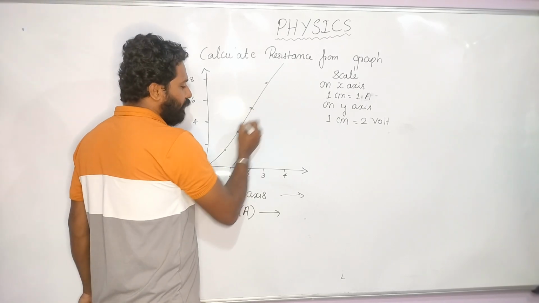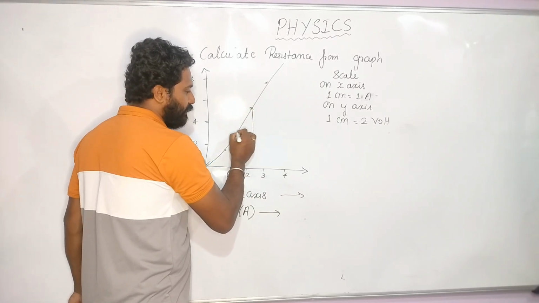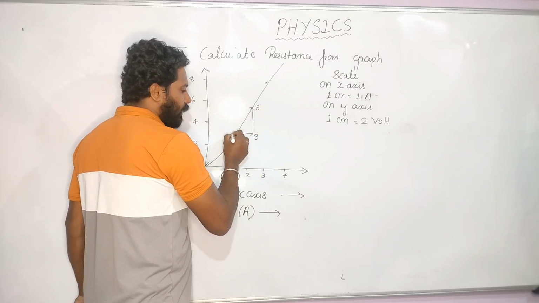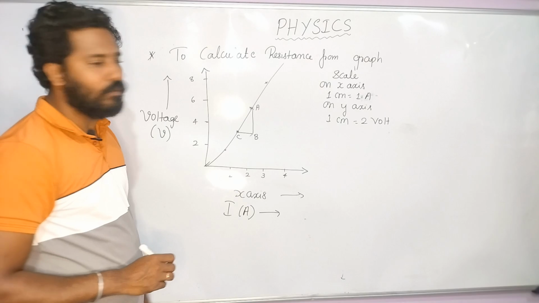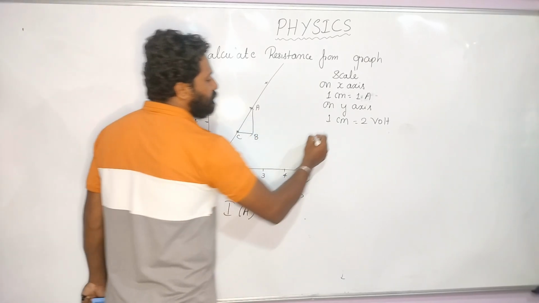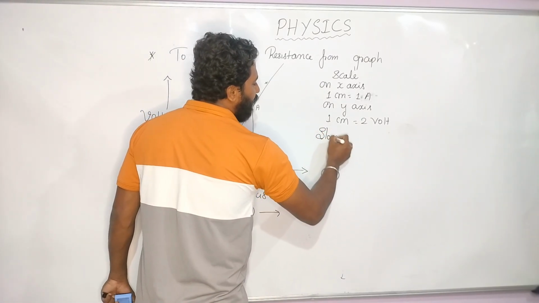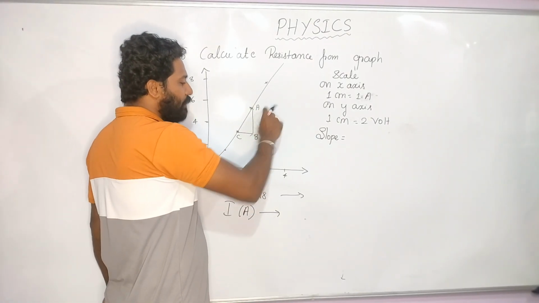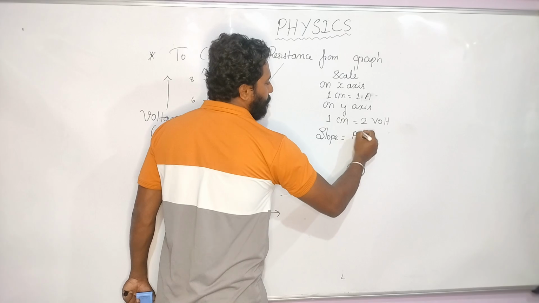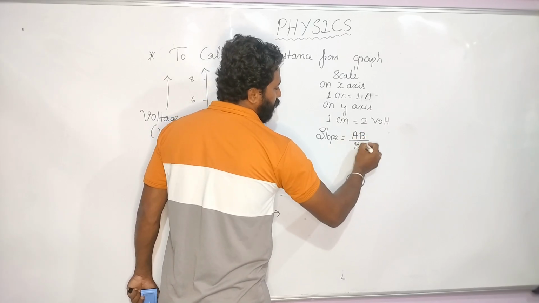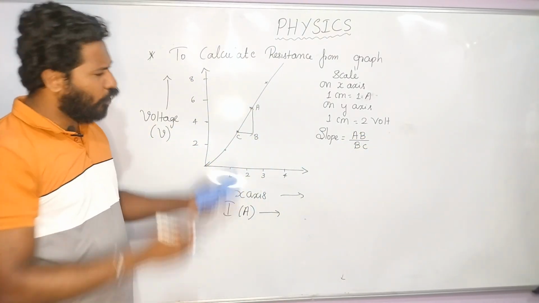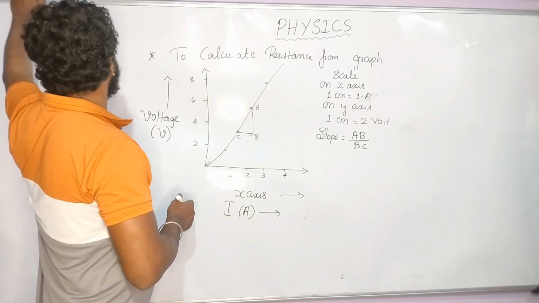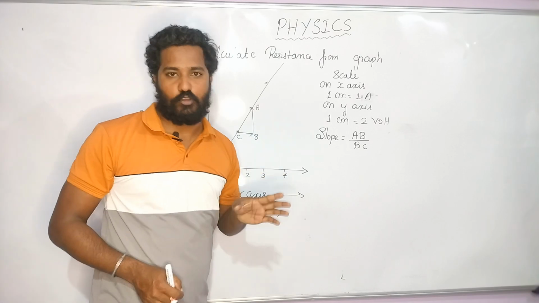Now I have taken 2 points here. Now we will draw a right angle triangle like this. Let us mark this as A, this as B, and this as C. Now, how do you find the resistance? By finding the slope, we are able to find the resistance. What do you mean by slope, children? Slope is nothing but AB by BC. If you draw any kind of graph and find the slope, that will give you the characteristics of the experiment we are going to do.